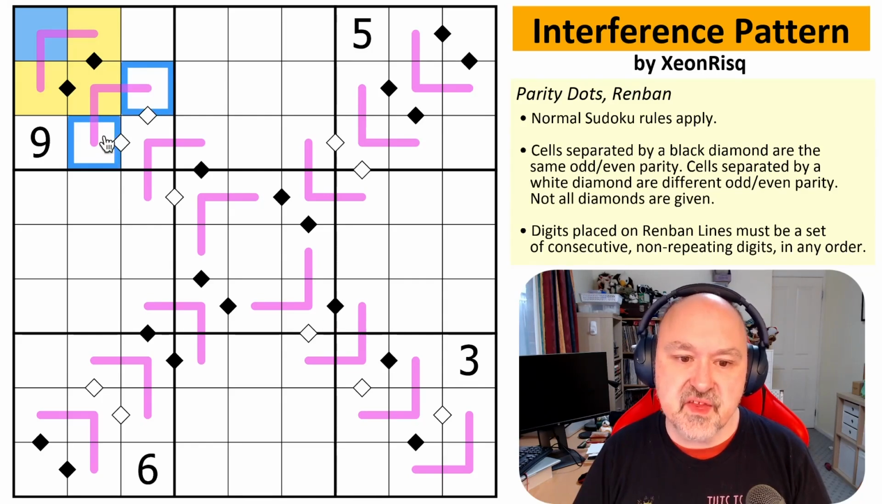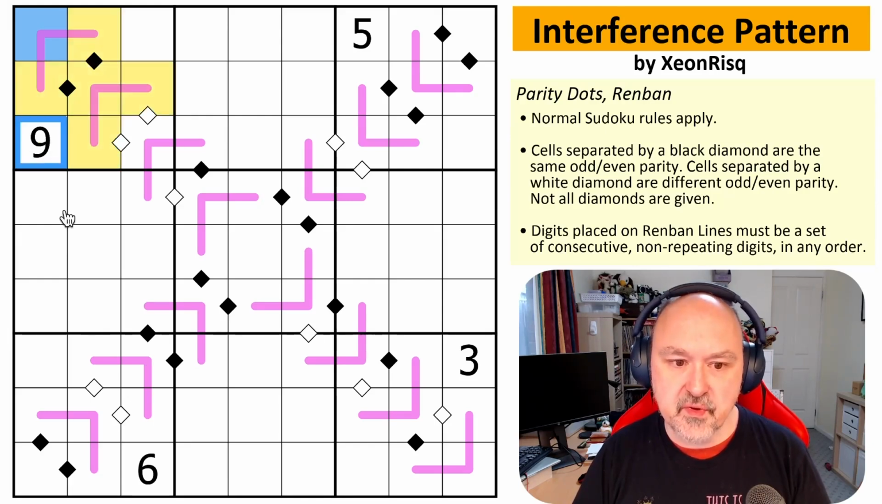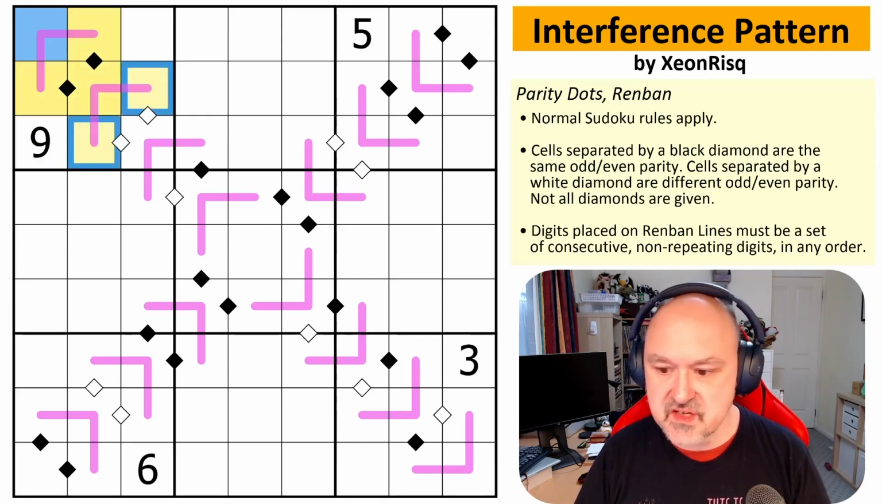Yeah, these could be the same, but if they were odd, these can't be yellow, because if these are yellow, then they can't be odd because I'd end up with too many odds, and they can't be even because I'd end up with too many evens. There's only 4 evens. So these have to be blue, and then this has to be yellow.